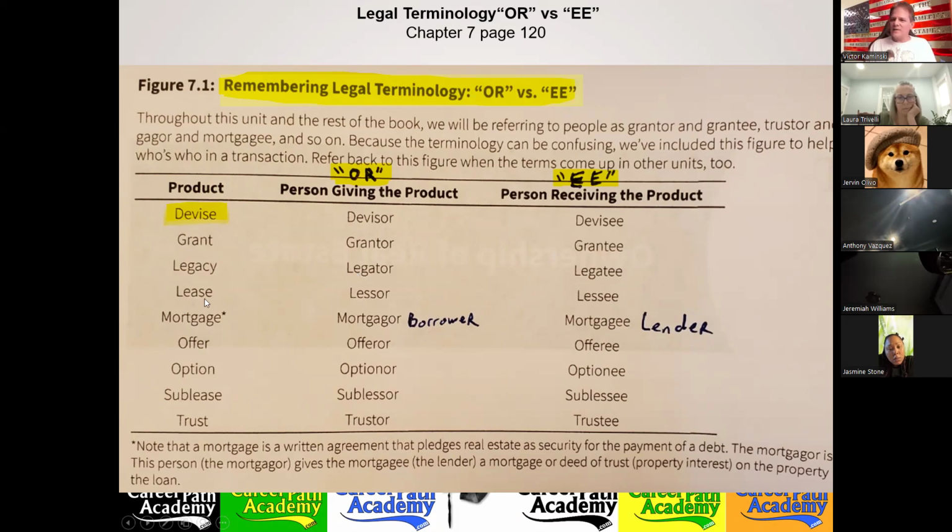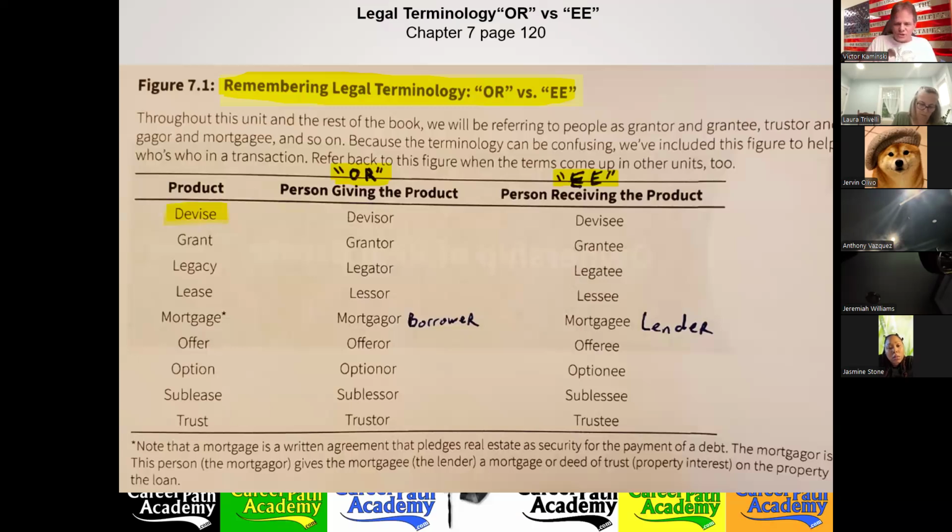A lease is a document where an owner of property intentionally conveys their rights and interest in that property, as well as the possession, to a tenant for a limited period of time, as defined in this document we call a lease. So who gives the lease? The lessor, the one that ends in OR. And the one who gets the lease is the lessee. So who is the lessee? That's the tenant. The lessor is the landlord.